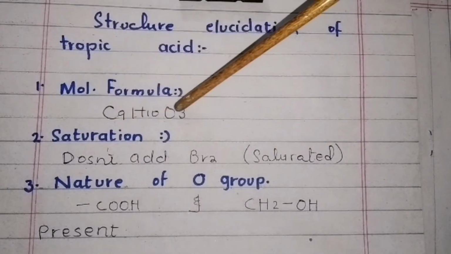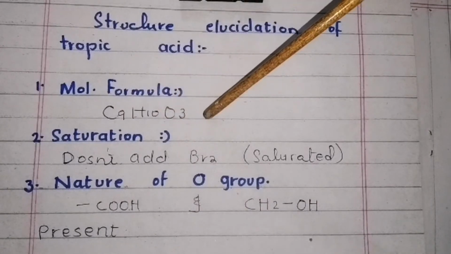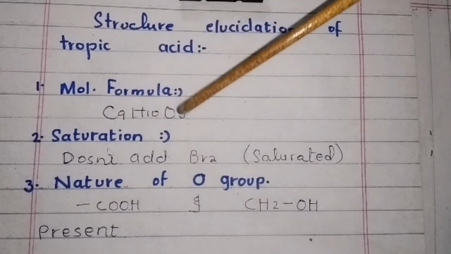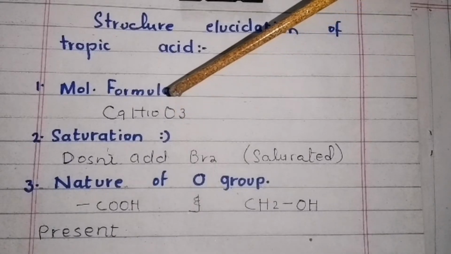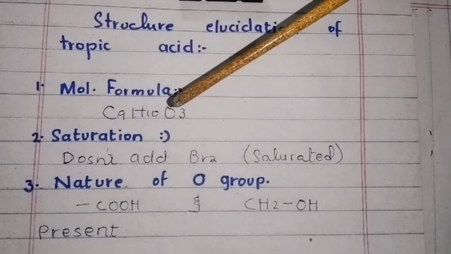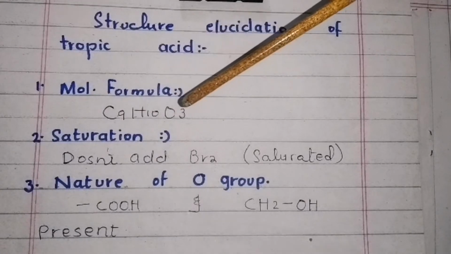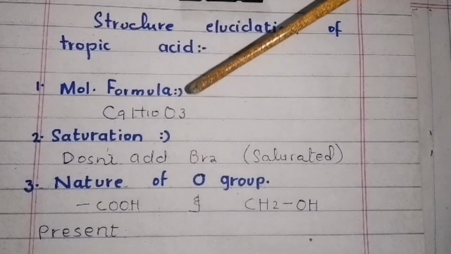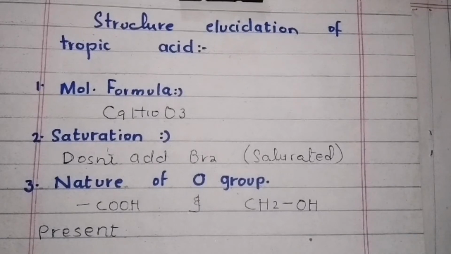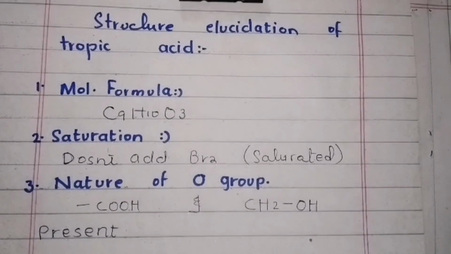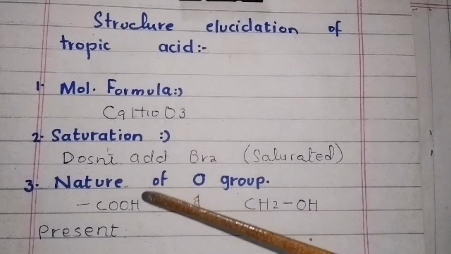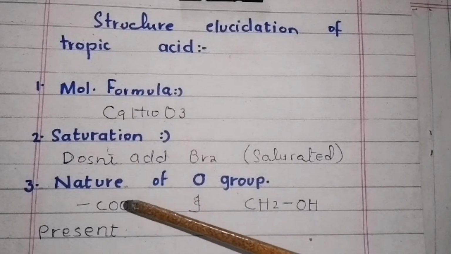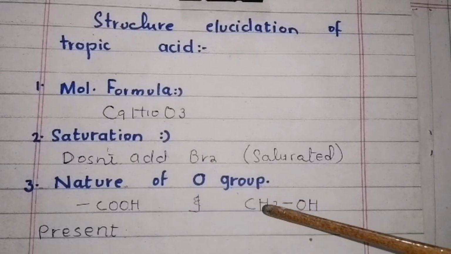One more thing, we have 3 oxygen atoms, so we need to find whether the compound contains an alcoholic group or carboxylic acid group or oxo group. So we are going to find out that it contains 1 carboxylic acid group and 1 primary alcoholic group.